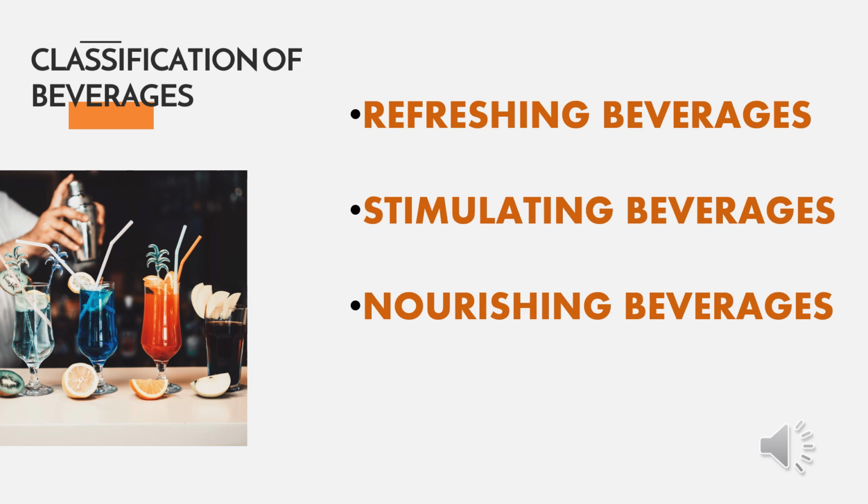Now let's take a look at the classification of beverages that we have. There are 3 of them. The first one is refreshing, the second one is stimulating, and the last one is nourishing. We're going to look at each example that comes with each classification. Moving on to the next slide.